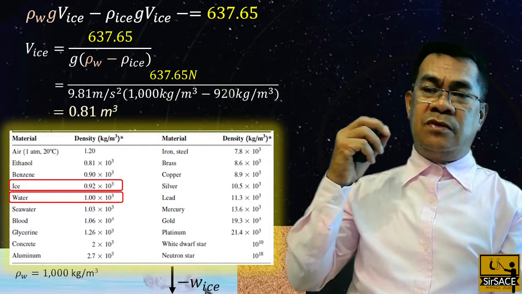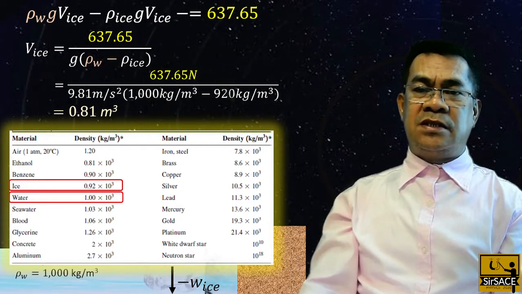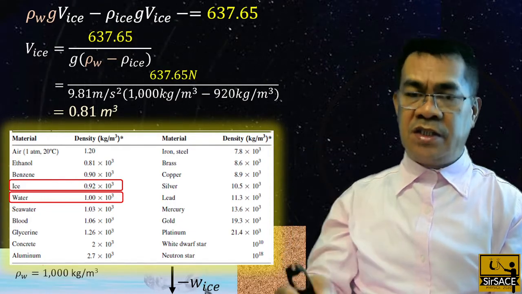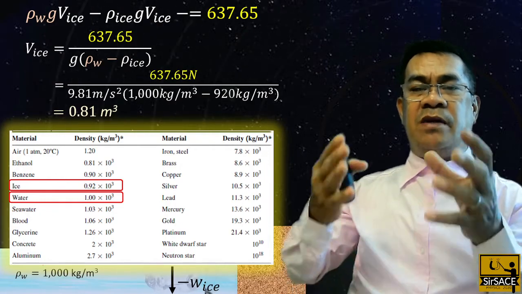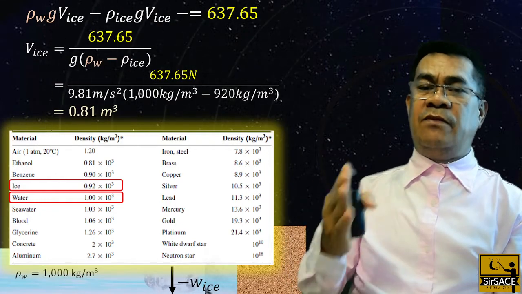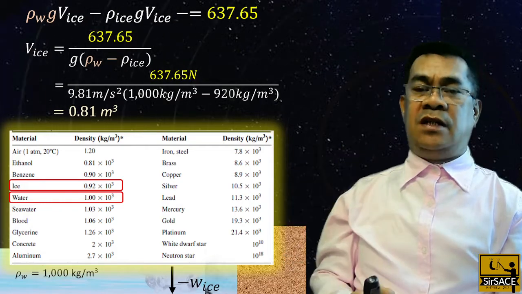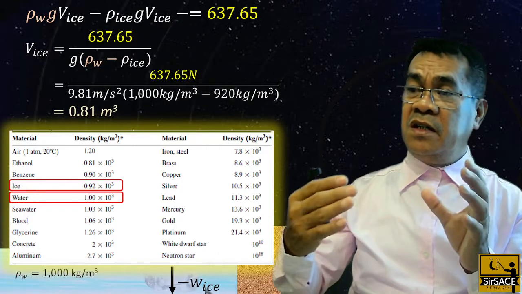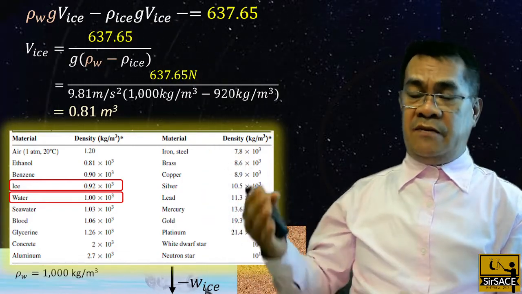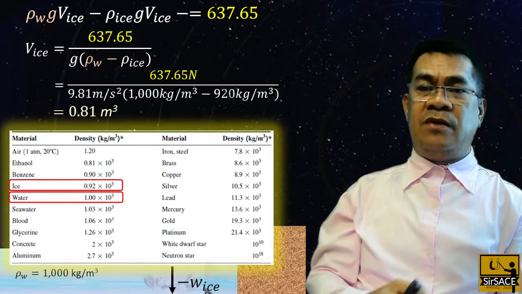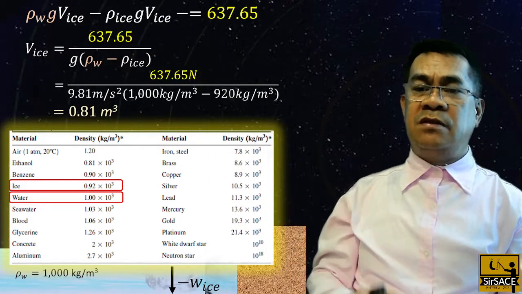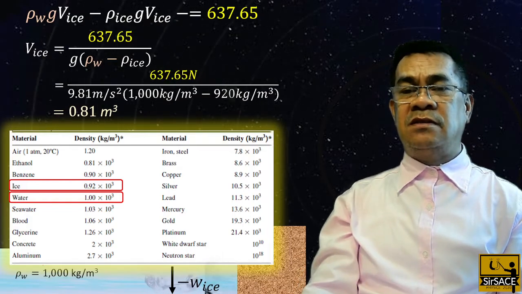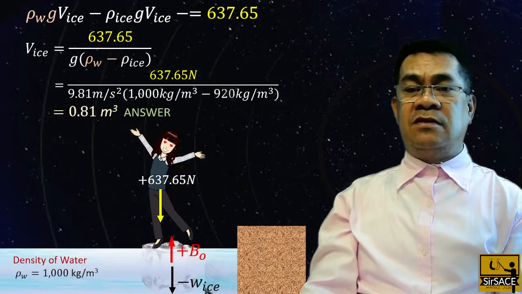We are able to solve for the volume of ice because of Archimedes' principle. Any body immersed in a fluid is always subjected to a buoyant force. That buoyant force, which is in the upward direction, is equivalent to the weight of the fluid displaced. With Newton's first law, static equilibrium, the combination of the two principles leads us to calculate the volume of the ice. That's it.